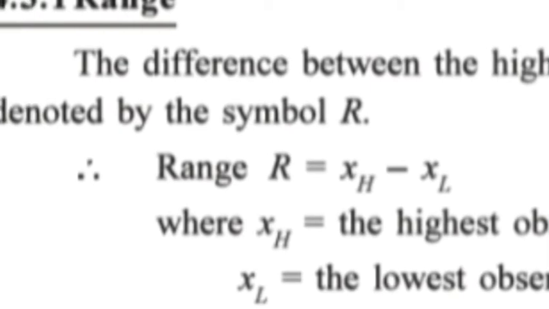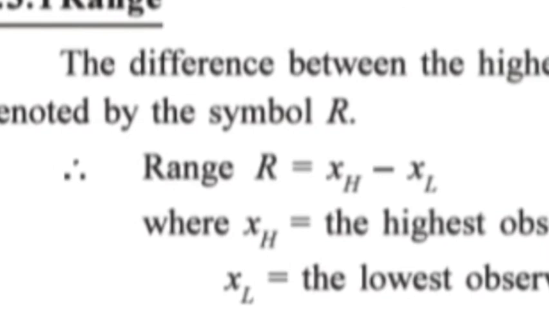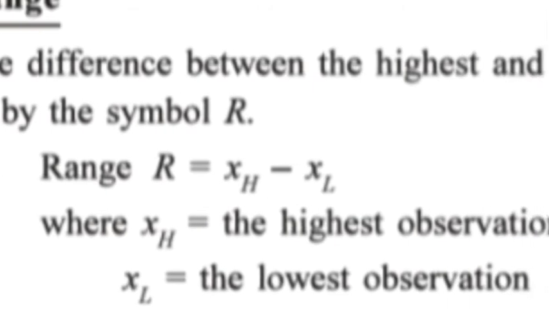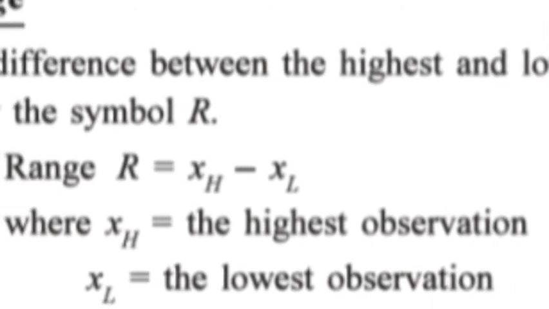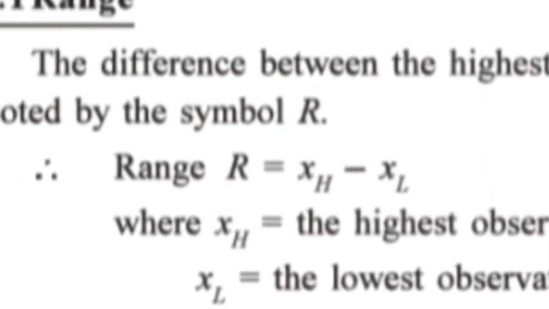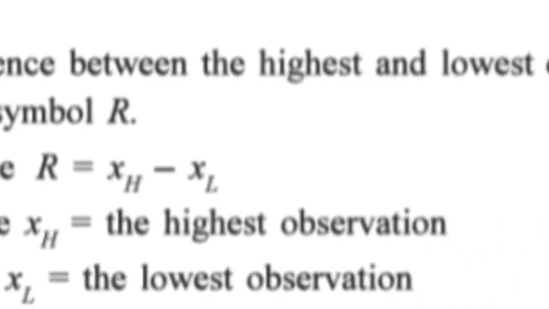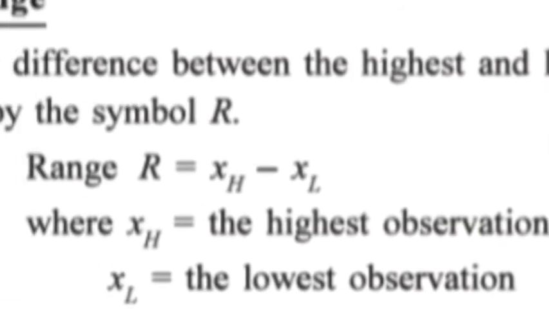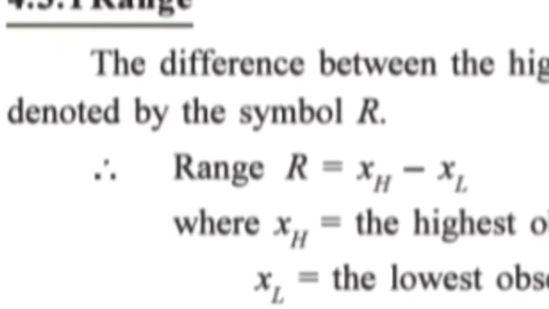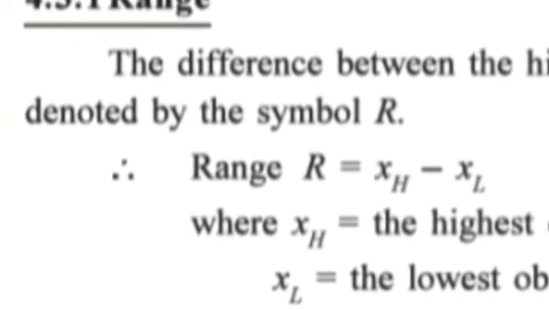So what is range? Symbolically, range is denoted by capital R, with the formula XH minus XL, that is, the highest observation minus the lowest observation, where XH is the highest observation and XL the lowest observation. R is an absolute measure of dispersion. How it is an absolute measure, I will explain when you see the sums. So this is range.